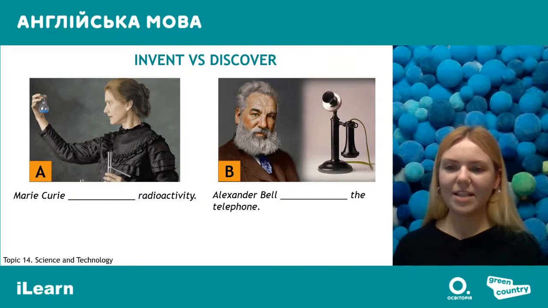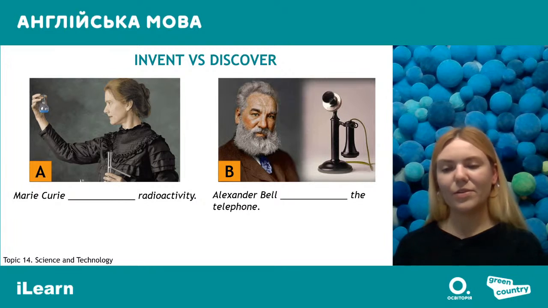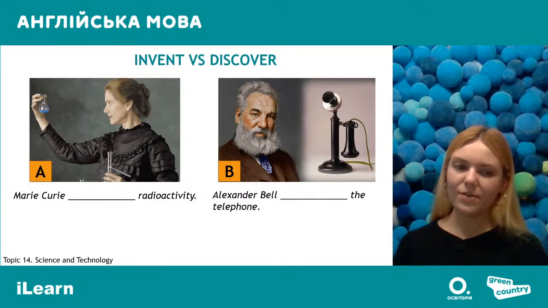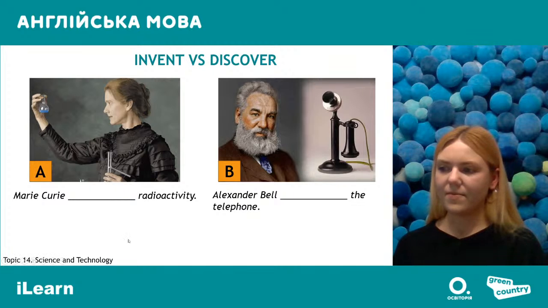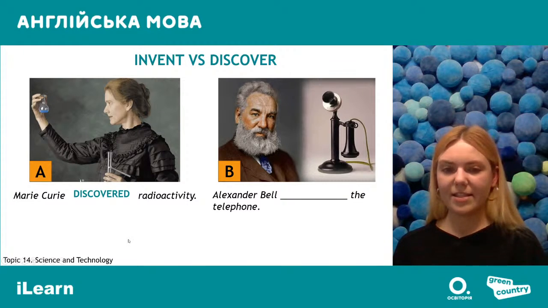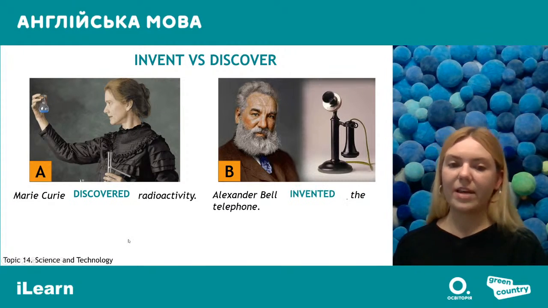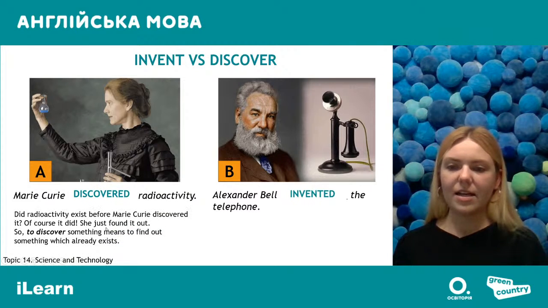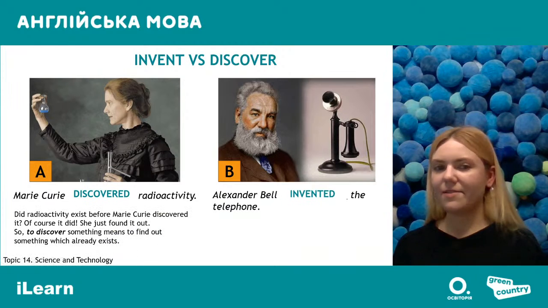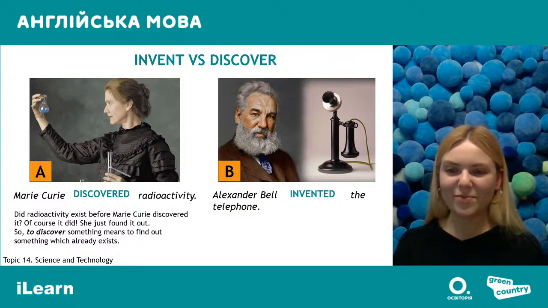So waiting for your ideas in the chat. What we can use in A and what to use in B. A, that is discovered, yes, and B, invented. So Marie Curie discovered radioactivity and Alexander Bell invented the telephone. So the difference is very simple and understandable.